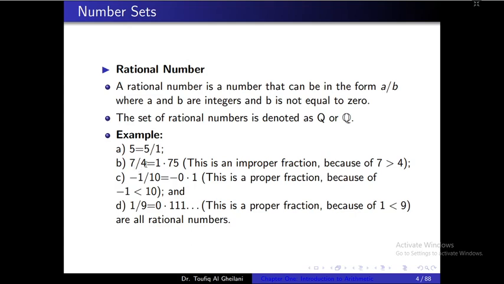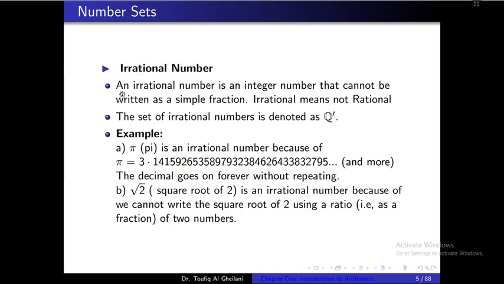Also 7 over 4. This is an improper fraction because the numerator 7 is greater than the denominator 4. -1 over 10. This is a proper fraction. Why? Because the numerator -1 is less than the denominator 10. Also 1 over 9. This is a proper fraction again because the numerator is less than the denominator, and these are all rational numbers as we can put them as a over b.